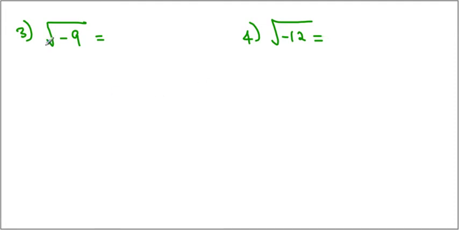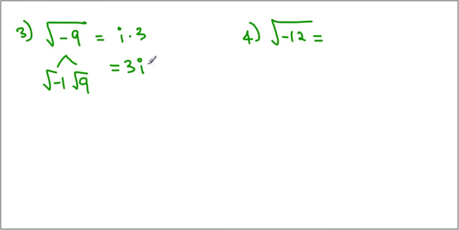Alright, so that's right. Number 3, in fact, you can separate this one into the square root of negative 1 times the square root of 9. Now, the square root of negative 1 becomes i, times the square root of 9 becomes 3. Hence, you end up getting 3i.